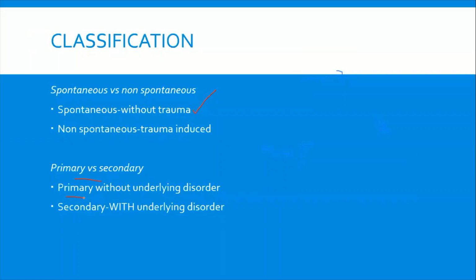The distinction between primary and secondary sometimes becomes very gray. Because on seeing the child you think this child does not have any primary disorder, but on investigation, you find out there is some underlying reason. Then this child becomes a secondary pneumothorax. So most of this classification, primary versus secondary, can be applied after you diagnose and treat the child rather than before.